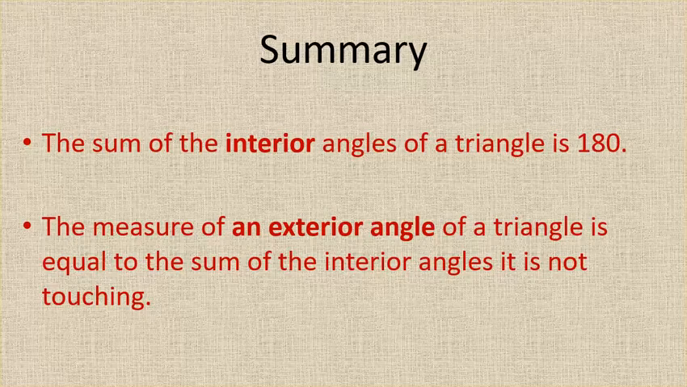So in summary, here are the two formulas you've learned. If you're looking for an interior angle, that sum is going to equal 180. So you're going to add together what you know and subtract it from 180. If you're looking for an exterior angle, that's going to equal the sum of the two interior angles it is not touching.